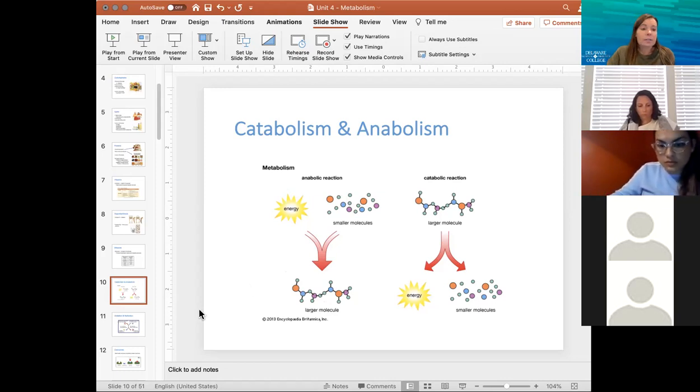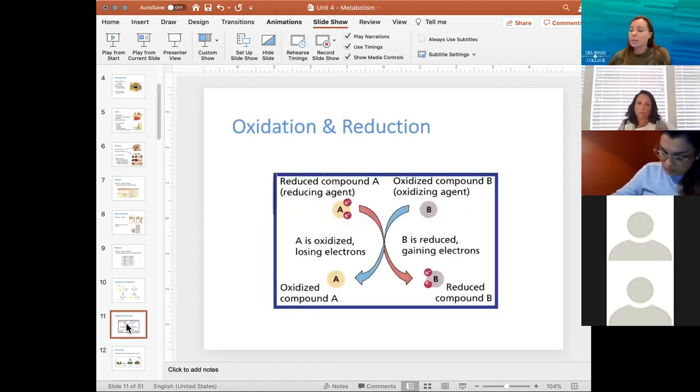Okay, so I'm going to go on to other types of reactions, and you will see these a lot in metabolism. These are called oxidation and reduction. I'll give you a quick definition and then just explain what they mean. Oxidation involves the removal of electrons and hydrogen ions.